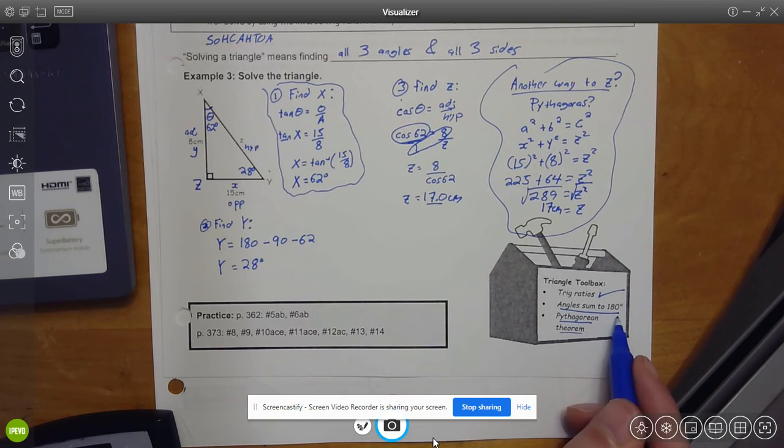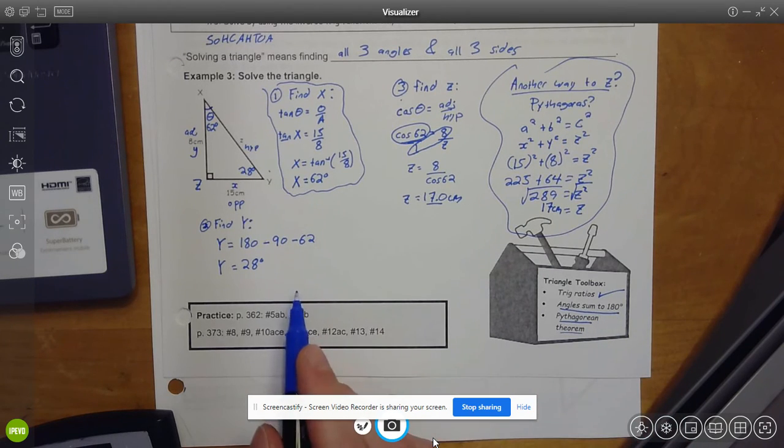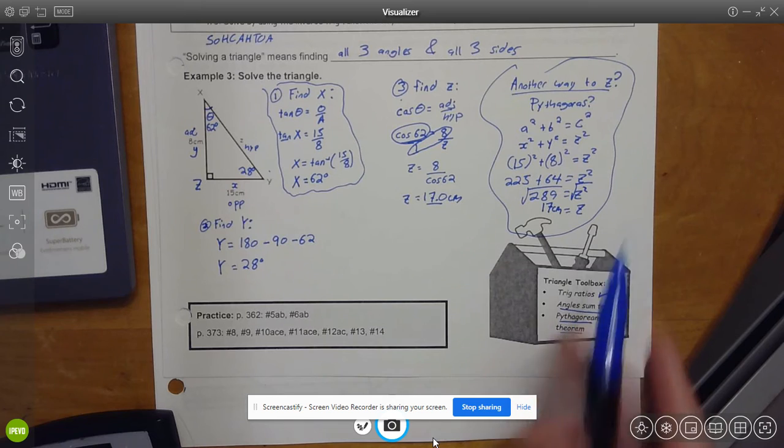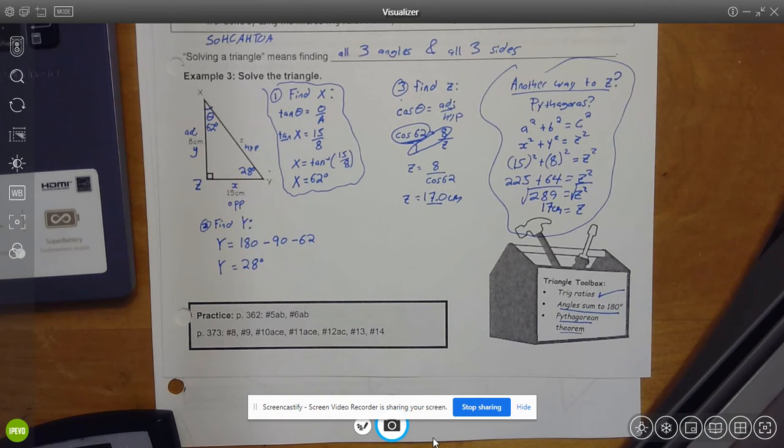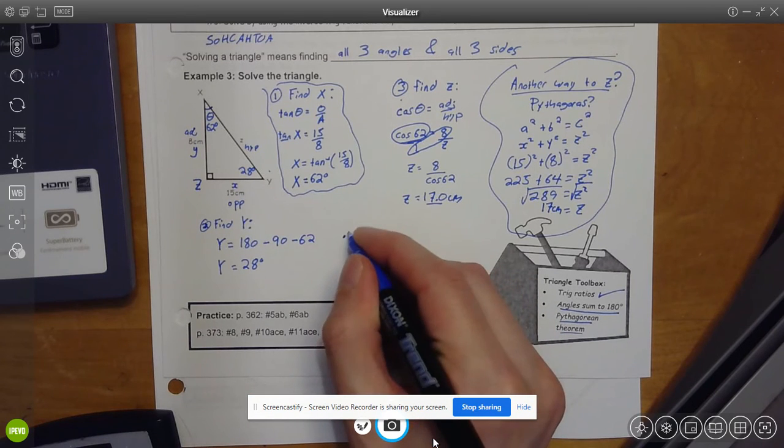All the angles in a triangle sum to 180 degrees. That's helpful. We also know the Pythagorean theorem, which could be helpful. So you've got different tools, different strategies to use, but our goal is always to find all the information. Sometimes it's nice to summarize it.